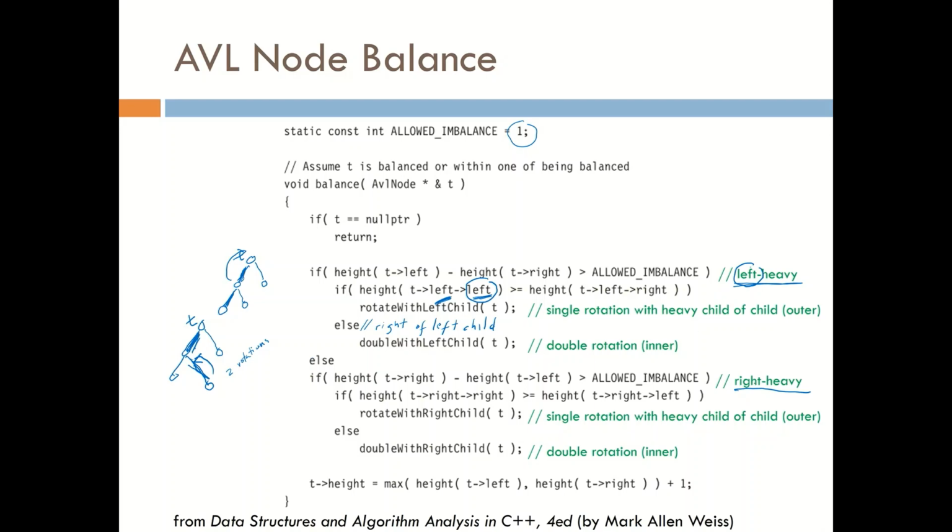This establishes the very same factor for right heavy trees, and so we want to know if it's right heavy, then we want to know if that heaviness came from the right subtree of the right child, and if that's the case, then it's a single rotation with the heavy child. So it's an outer case. Otherwise, it's a double rotation with that child.